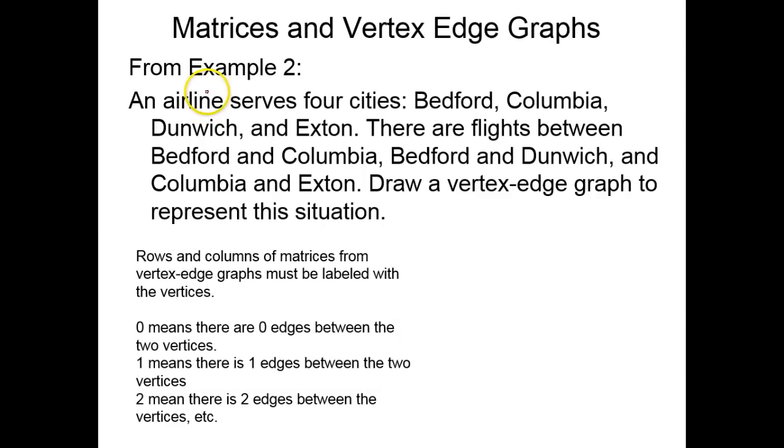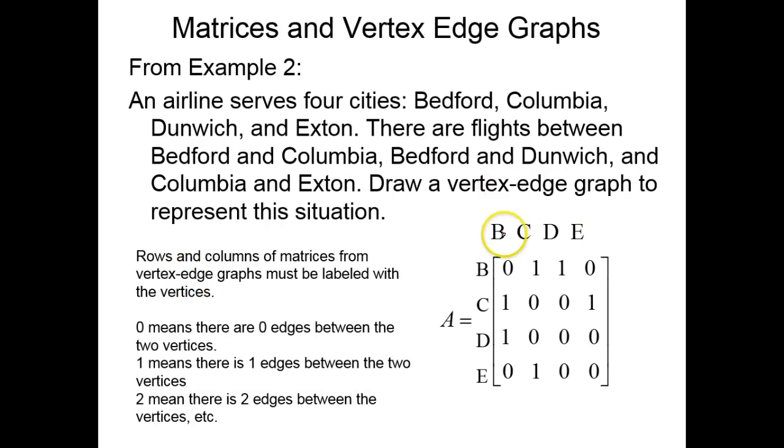Okay, now looking back at example 2, an airline serving these cities, we can draw an adjacency matrix to represent this situation. Okay, so the rows and columns of the matrix will be labeled like this. I have B, C, D, and E across labeling the columns, and I have B, C, D, and E also labeling the rows.